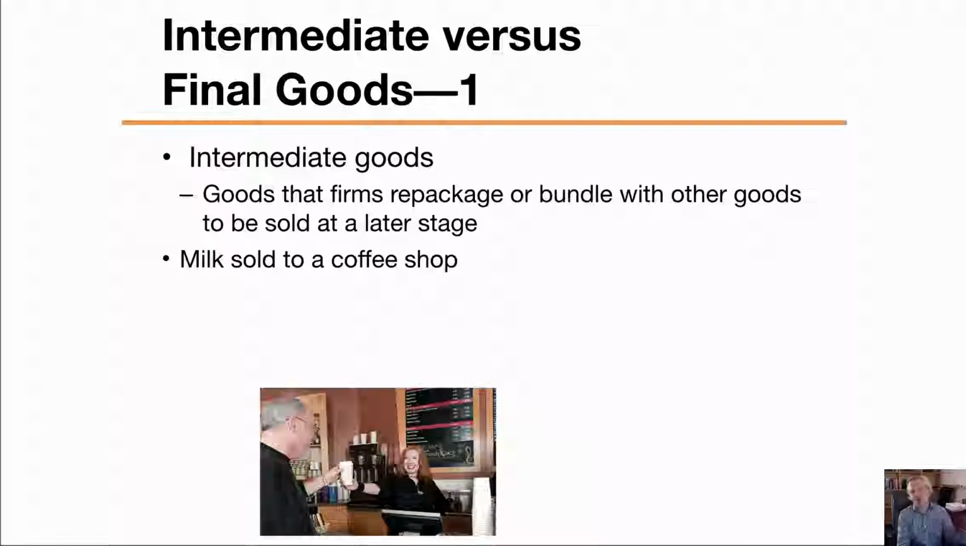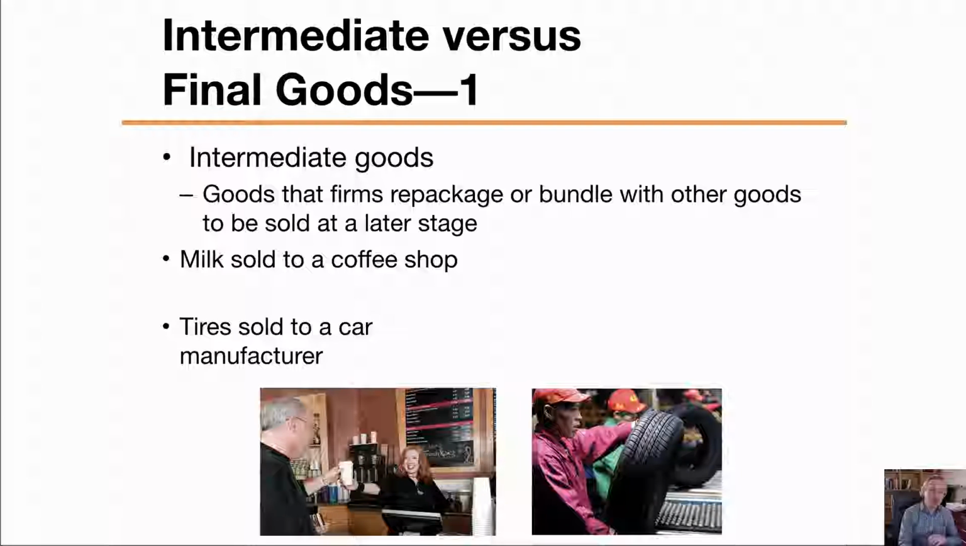Something like milk that's sold to a coffee shop, that's going to be put into the coffee, is not in and of itself a final good, like maybe a gallon of milk at the grocery store would be a final good. Tires that are sold to a car manufacturer are another example of an intermediate good. When you go down to Discount Tire and buy tires for your car, that is a final good. But when a car manufacturer buys them and puts them on the cars that are sold off of their lots, then that's an intermediate good.